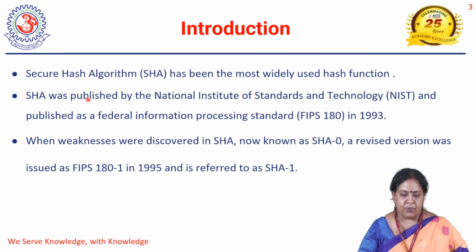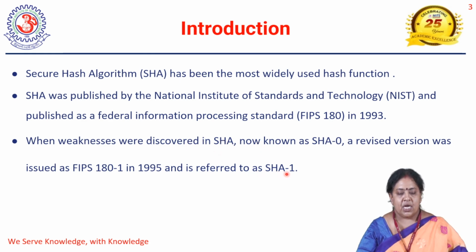SHA was published by NIST as a Federal Information Processing Standard in 1993. So the first SHA was published in 1993. Later, some weaknesses and flaws were found in SHA, and we term that SHA-0. So this algorithm was revised and renamed SHA-1, under the name FIPS 181 in 1995.